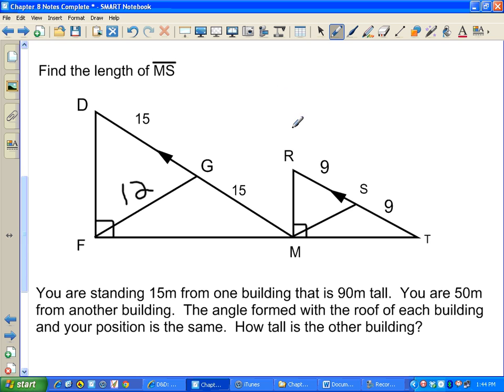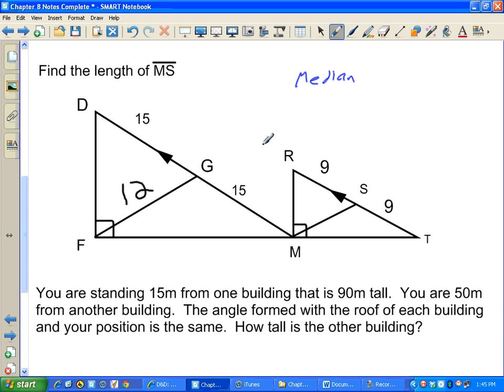All right, so we can use similar triangles to set up proportions and solve for missing pieces. So I need to find the length of MS. MS is a median. Okay? And even though it's not a side of our triangle, it's still going to be proportional to the corresponding median of the other triangle, as long as these are congruent or similar triangles.